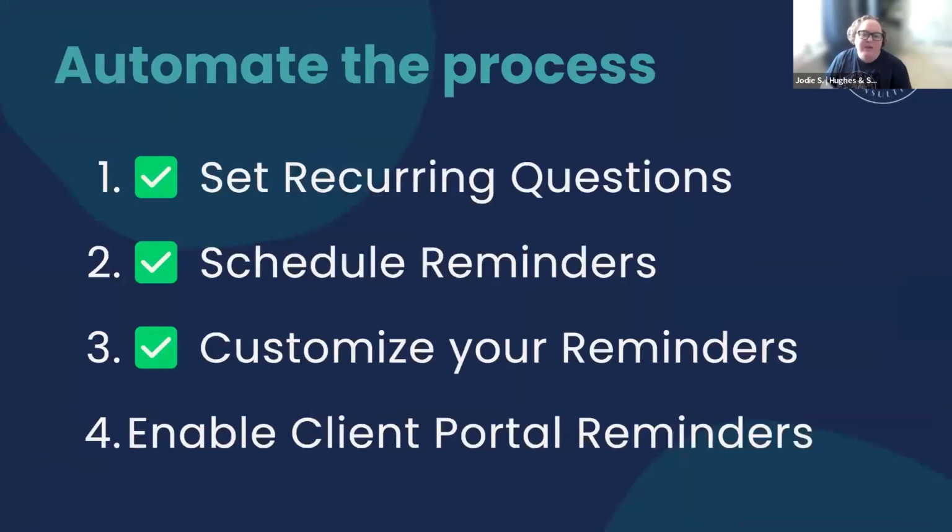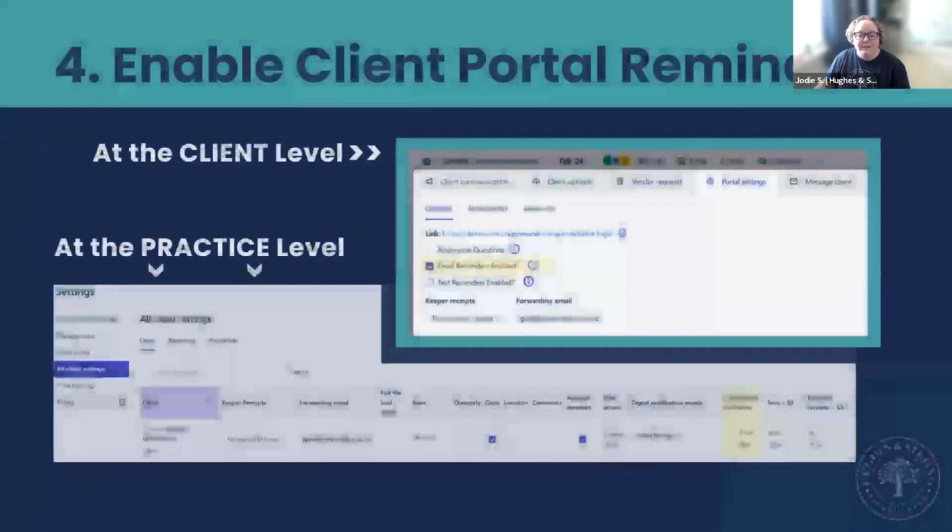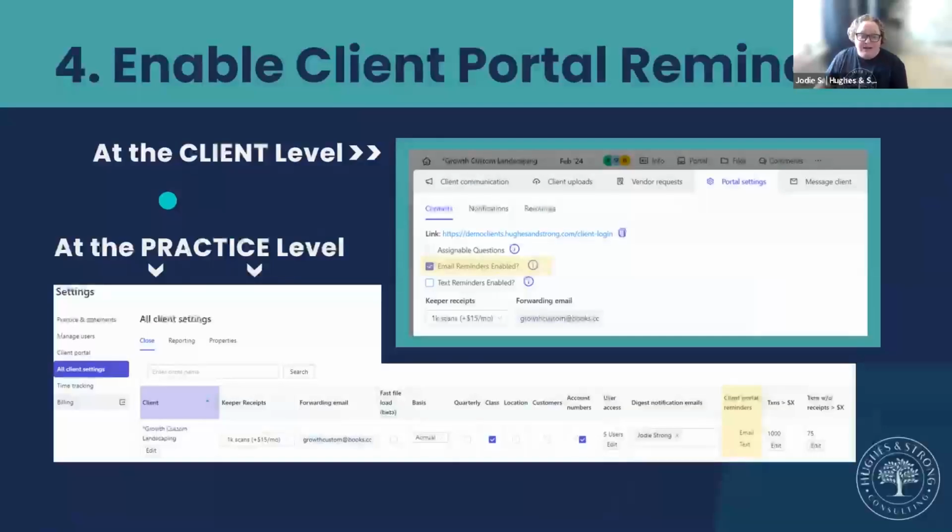Okay, now that we have everything set up and prepped and ready to go, it's time to enable the client portal reminders. So this is something that you can do client by client. You'll go into your practice settings. You're going to go to all client settings. From here, you can come to this column that says client portal reminders, and you can turn on email or text. You can do this for your whole list at one time.